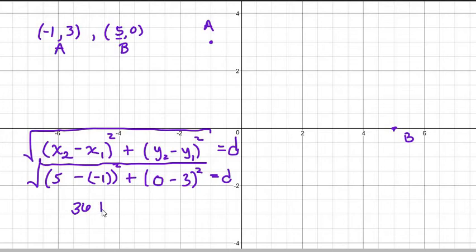So we'll go ahead and do that. Okay, 0 minus 3 is just -3, and a -3 squared is 9. Okay, 36 plus 9 is 45. Right? Is that right? 45. Let's see. We have the square root of 45.